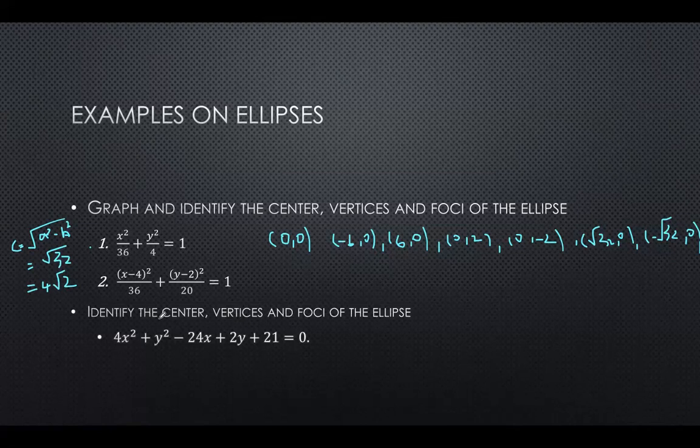Okay, so that is the center at the origin, but for the next case, you notice there is no longer x squared or y squared here, so the center shifts to 4, 2.